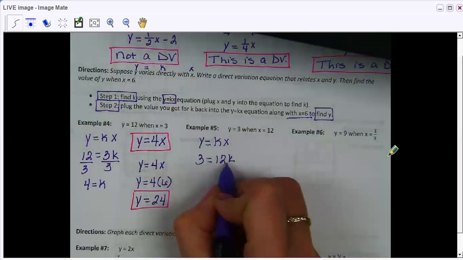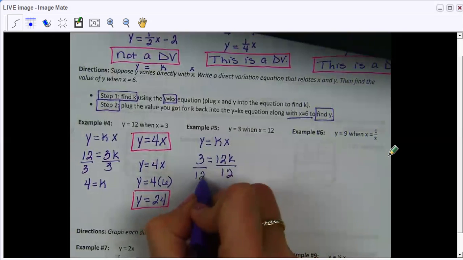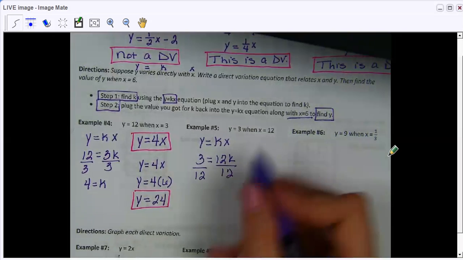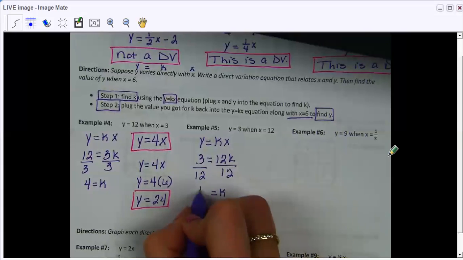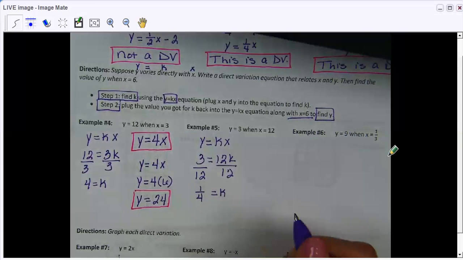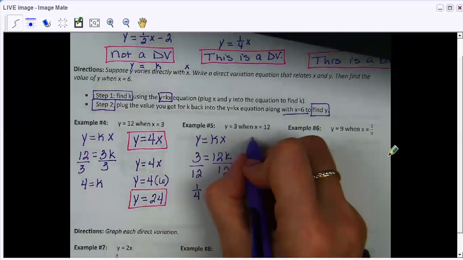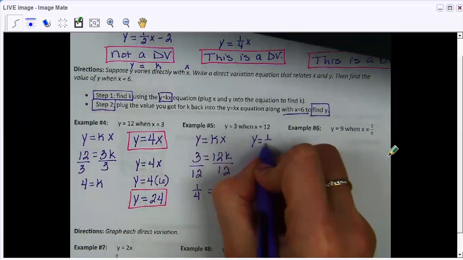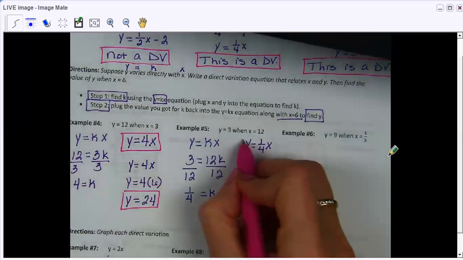So then in order to figure out what k is, I need to divide by 12. And what does k equal? 1/4. So then I plug this into the direct variation equation, y equals 1/4 x. So that was step number 1.